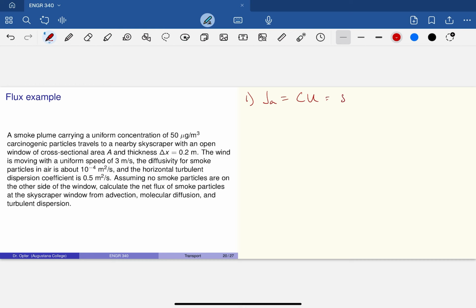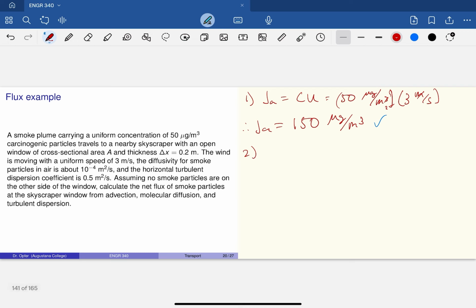So this is equal to 50 micrograms per meter cubed times our velocity, which is the wind speed of 3 meters per second. This meter will cancel out with this, so we'll just get meters squared, and this will give us an effective flux of 150 micrograms per meter squared per second. Okay, so we're done with that one.